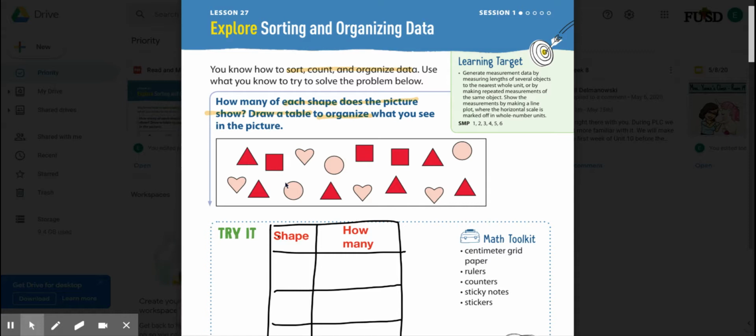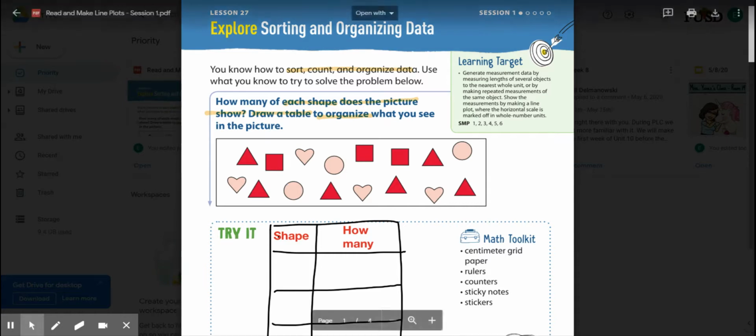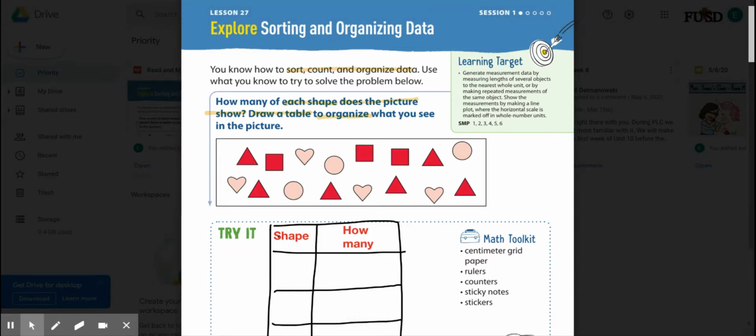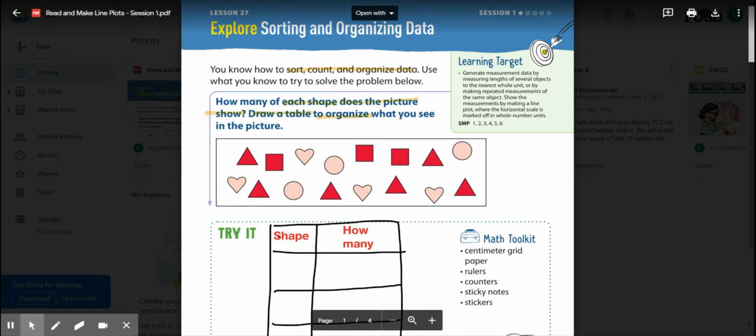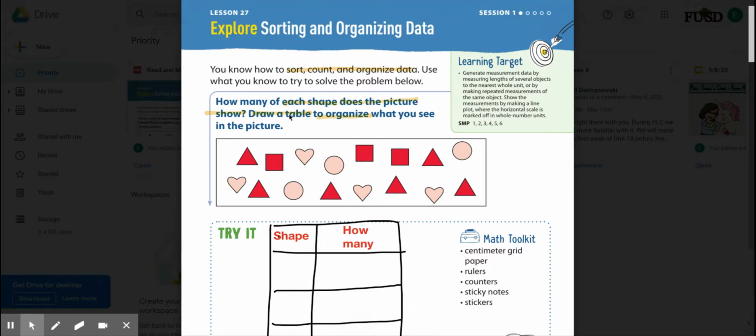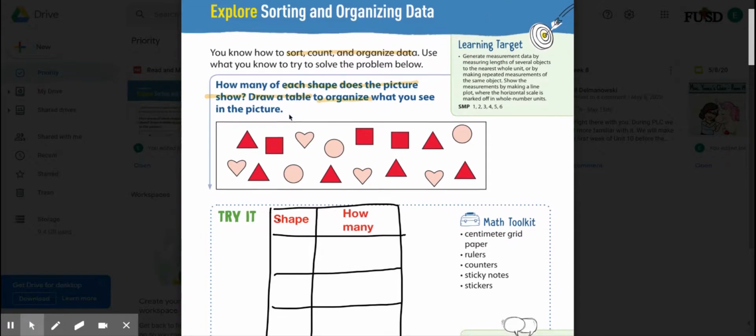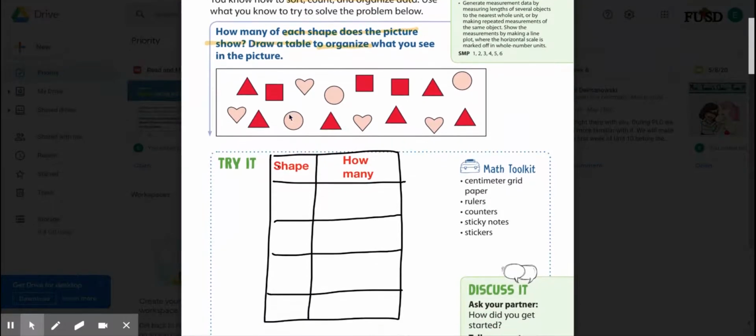So if you look at my annotations, we are focusing on these shapes right down here. And I'm already noticing that I see hearts and circles and squares and triangles. But it says to draw a table. If you don't know what a table is, I started one down here. And your table can look differently than mine. But this is what my mind first did.